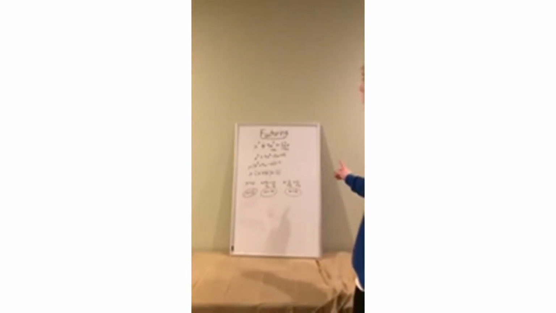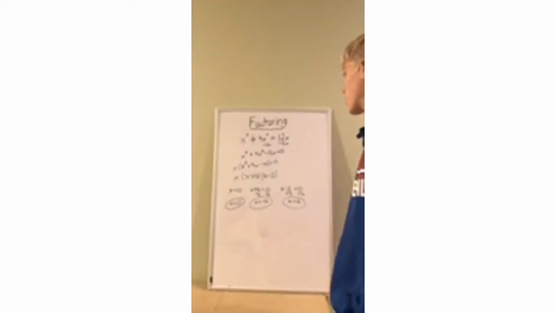So we have the equation x cubed plus 4x squared equals 12x. So first off, it's not equal to 0, so we're going to have to make it equal to 0 by subtracting 12x from both sides. So now our new equation is x cubed plus 4x squared minus 12x equals 0.